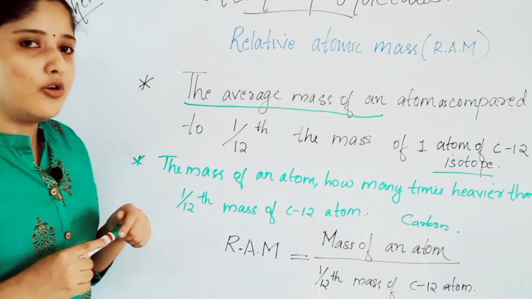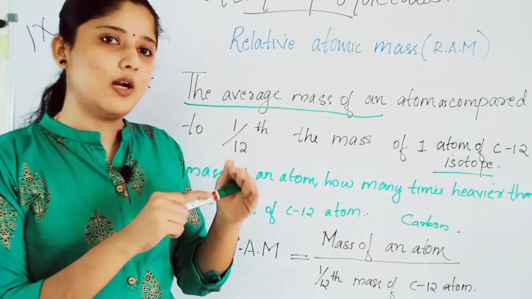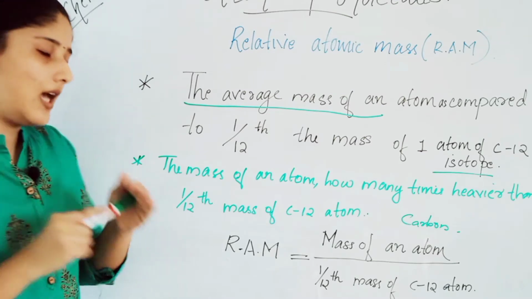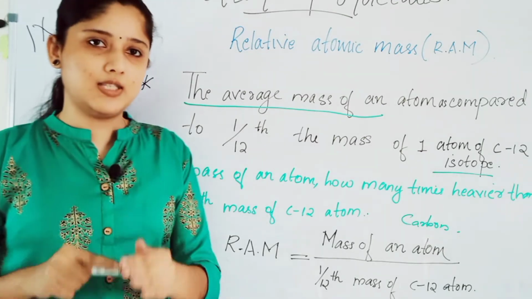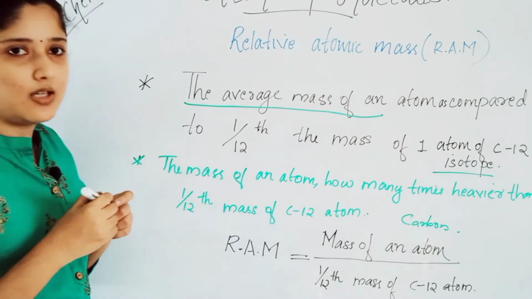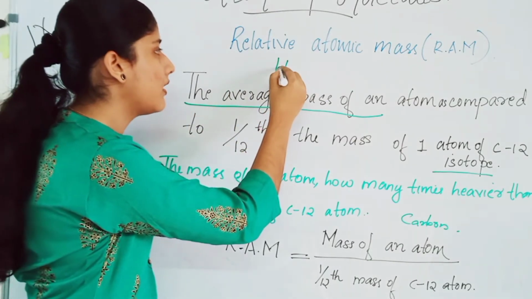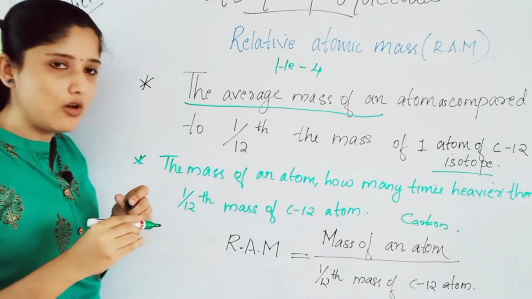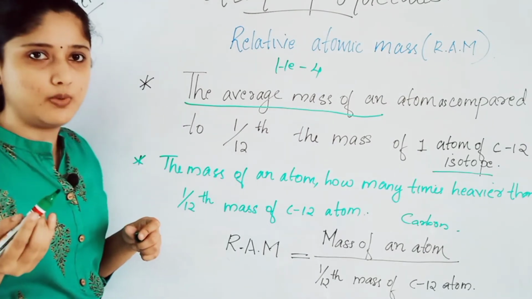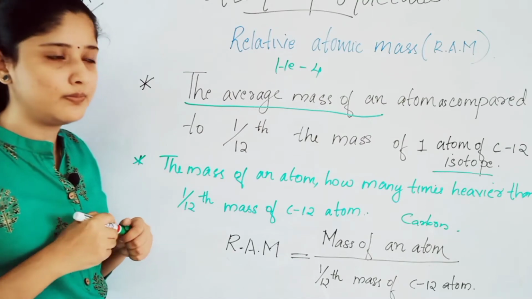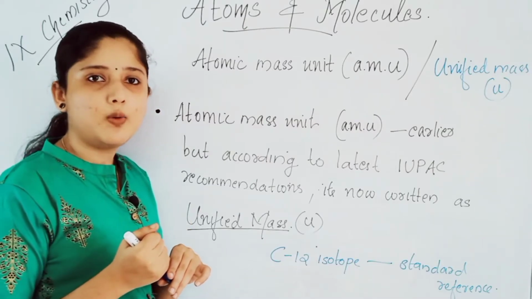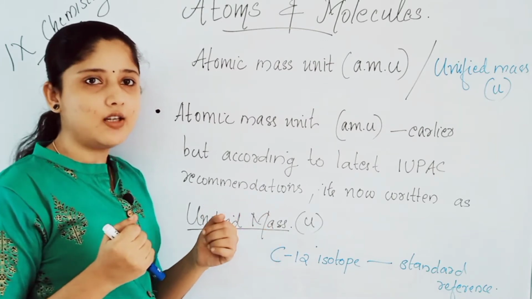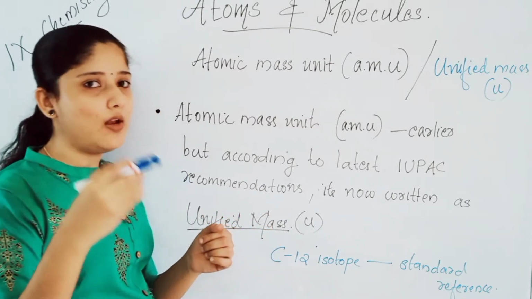So if the atomic mass of hydrogen is 1, it means it is 1/12 times heavier than what? Carbon-12 atom. If the atomic mass of helium is 4, what does it mean? It is 4 times heavier than 1/12th mass of carbon-12 isotope. Understood? We discussed the equation to find the relative atomic mass, isn't it? For that, we compared it to carbon-12 isotope.